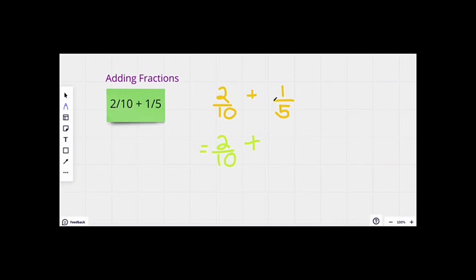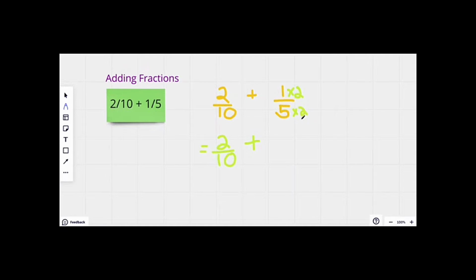But this time we're going to change our numbers here. We said that if we multiplied it by 2, we can actually get the same denominator. Now you'll notice that I'm also multiplying the top, the numerator. Well, that's because whatever you do to the bottom in the fraction, you always have to do it to the top.